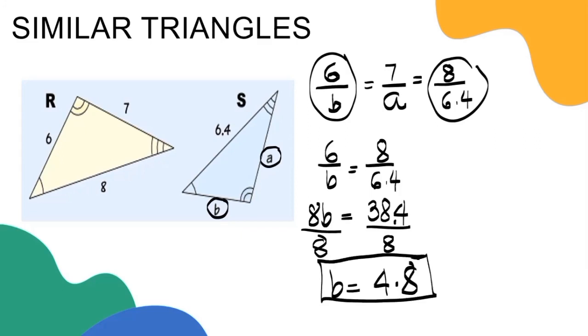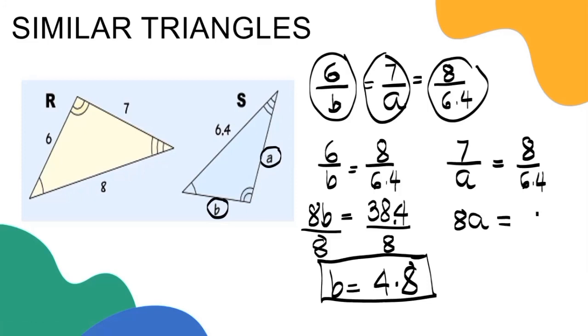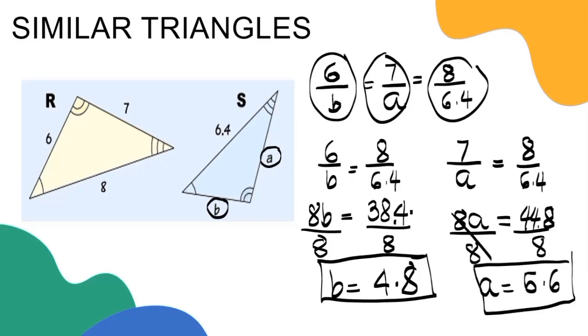Now, how will you solve for the value of A? So, you will get this. 7 over A equals 8 over 6.4. Okay? Cross multiply, 8A equals 7 times 6.4, which is 44.8. Divide both sides by 8. A is equal to 5.6.